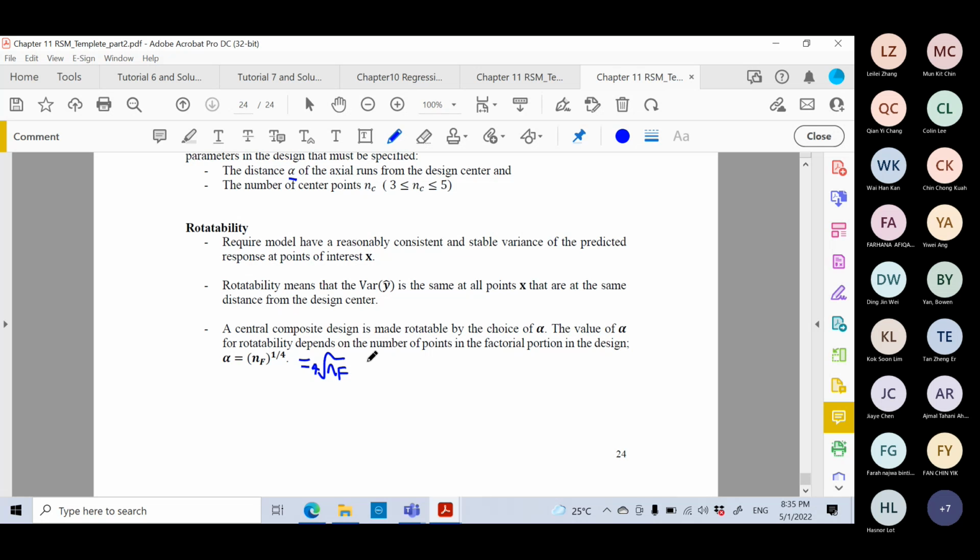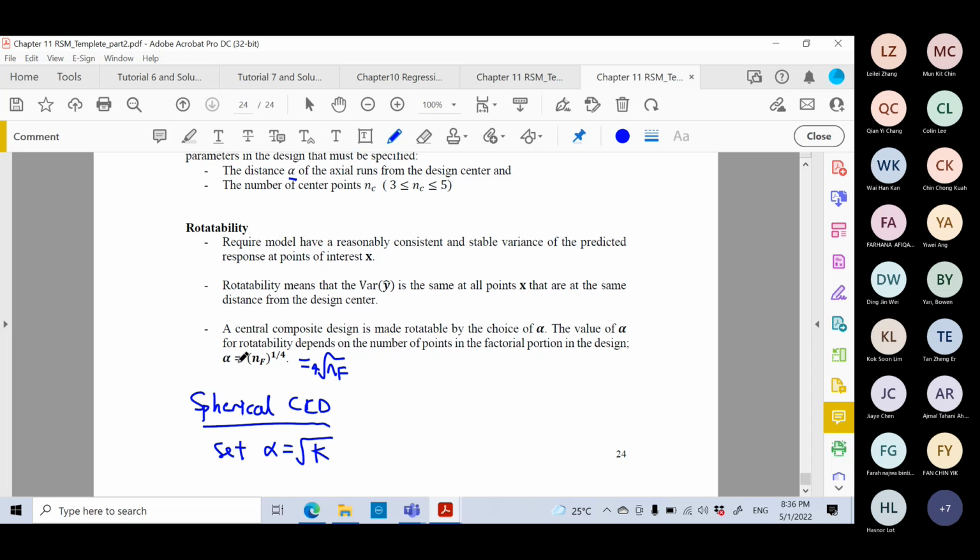Okay, so you have another alpha. I will write it down here. You have another one, called the Spherical CCD, another version of the CCD, where they set the alpha equal to the square root of k. There are 2 different criteria here. The first one is, of course, if they want a stable variance, then they will choose alpha equal to NF power of 1/4.